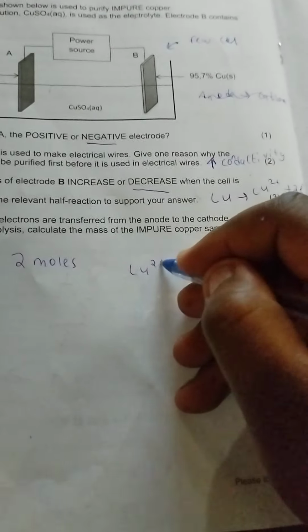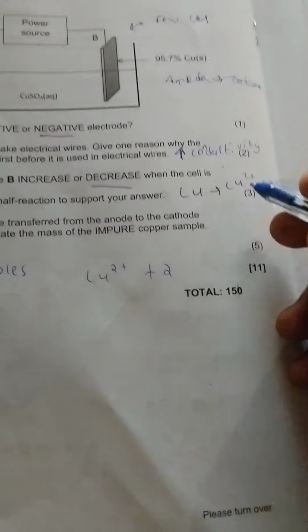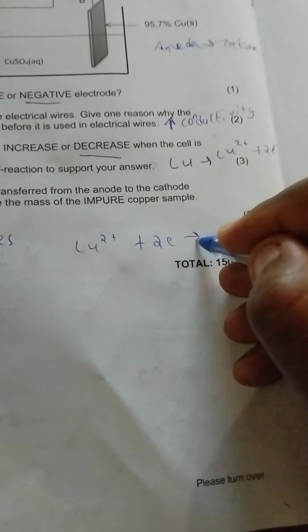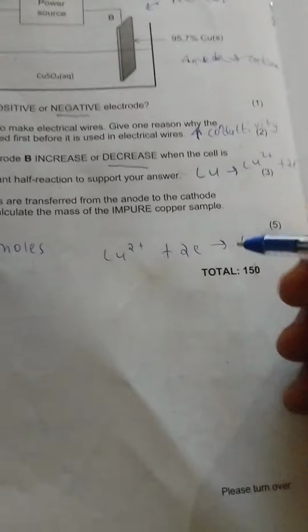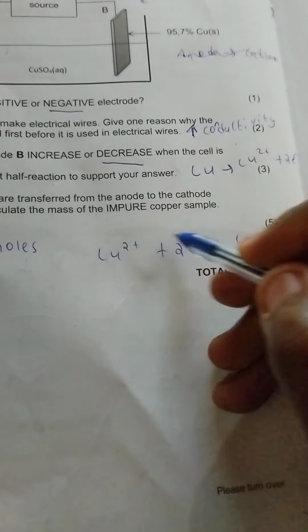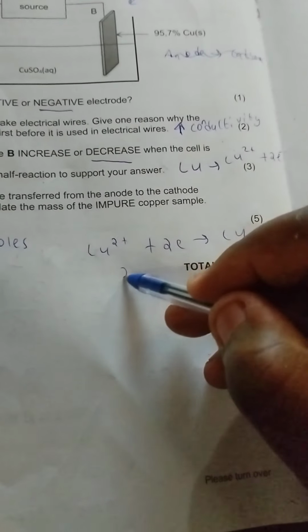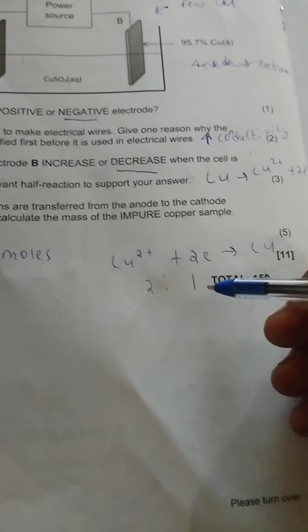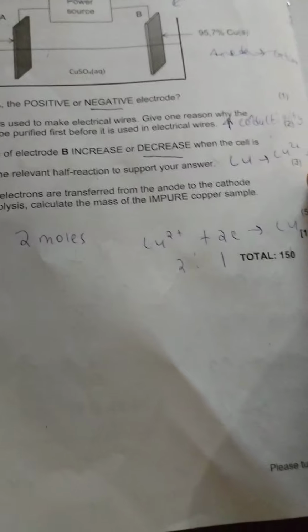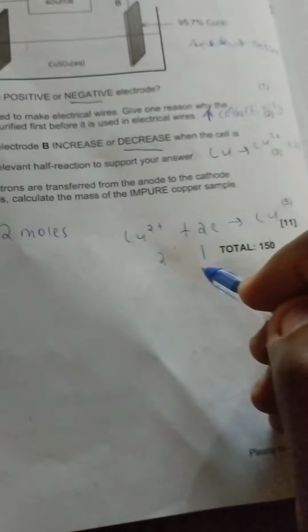Okay, it's fine. So the direction, remember, for the cathode will be like this, and the anode we know is like that. So we have 2 electrons here, then here you have 1 copper. So the ratio will be 2:1, meaning that we had 2 before, and now it will go to 1.